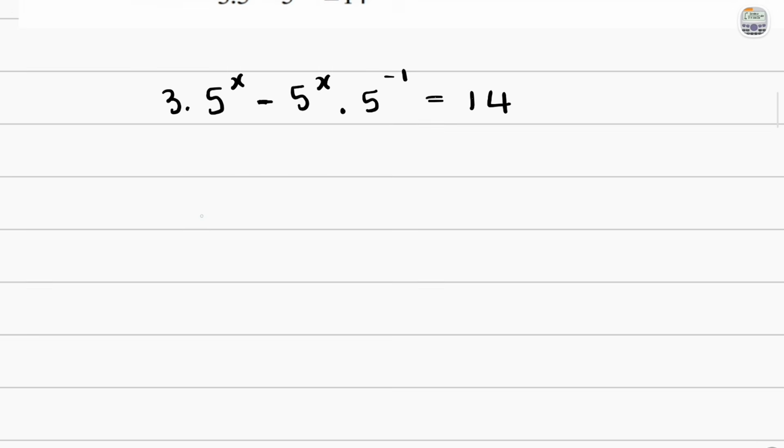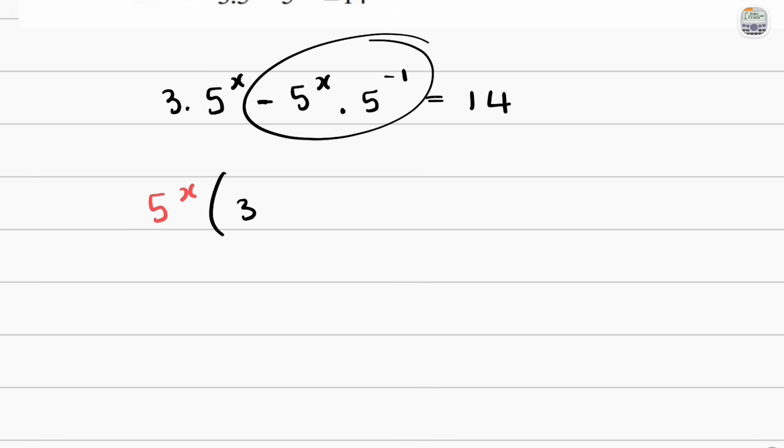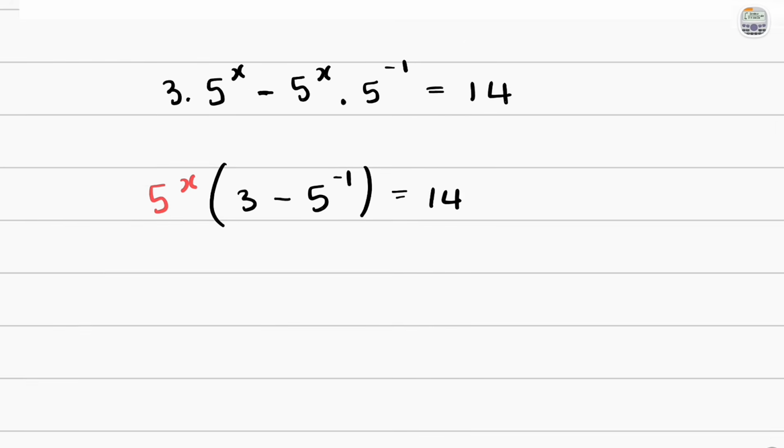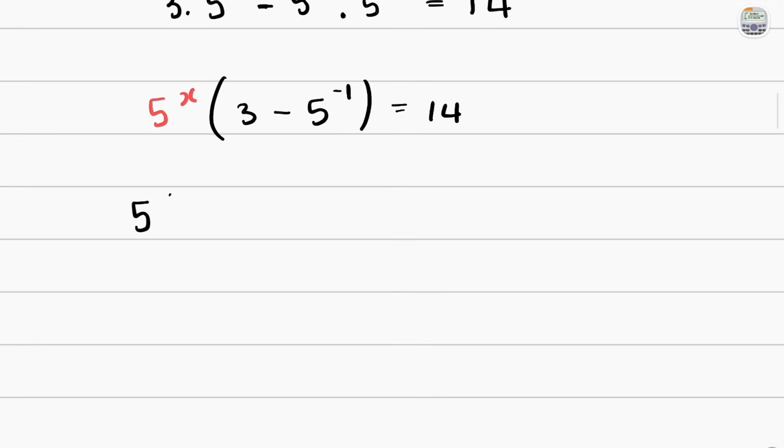And so this is equal to, we're going to take 5 to the power of x out as a common factor. And in the first term, you're left with the 3. In the second term, you're left with, don't forget the minus, 5 to the power of negative 1, which we can, of course, rewrite as a positive exponent, is equal to 14. And so 5 to the power of x, and then we have 3 minus 1 over 5, and then is equal to 14.